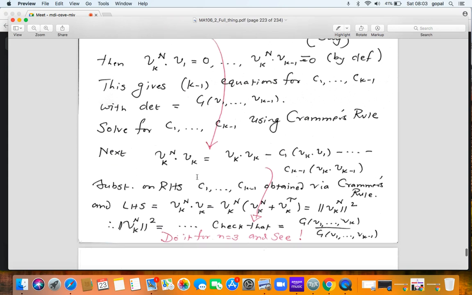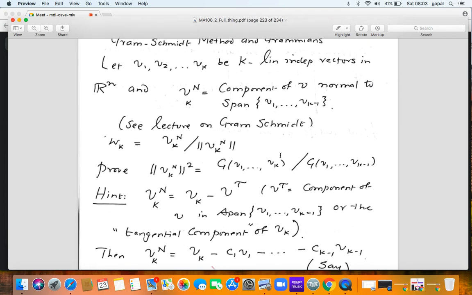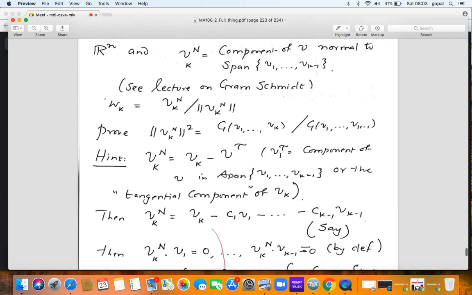So now you have the expression for Vkn squared, and you have written the right hand side where these constants C1, C2, ..., Ck minus 1 have been replaced by ratios of Gramians. You put that in and clear the denominators, and you will immediately get the result. Please do it for k equal to 3, for three vectors V1, V2, V3, and see what happens and convince yourself about this.